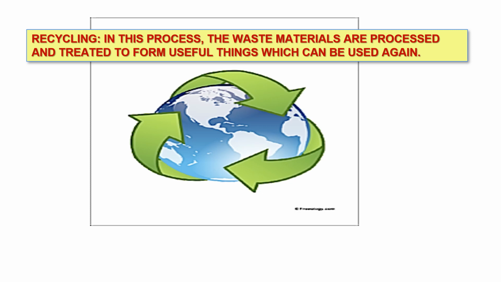Recycling. This is yet another process where the waste materials are processed and treated to form useful things which can be used again. We can recycle some of the waste materials and make useful things out of them. Recycling is used for materials like paper, glass, aluminium, plastic, etc. instead of discarding them. Recycled material is processed and treated again so that it can be used properly.